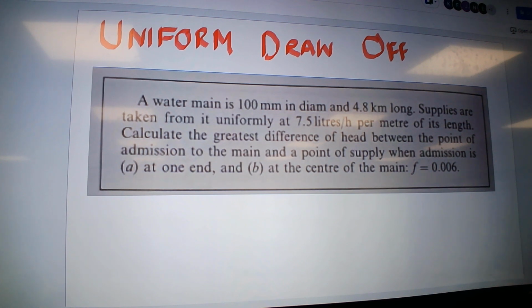Find the greatest difference of head between the point of admission, the entrance to the main, and a point of supply when admission is at one end, and at the center of the main. So that's what we need to figure out. The Froude's number, the f, is 0.0, and the friction constant is 0.006.